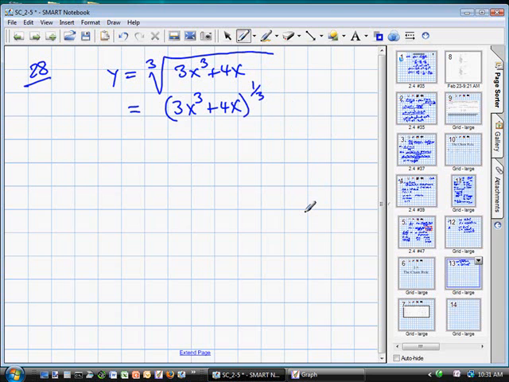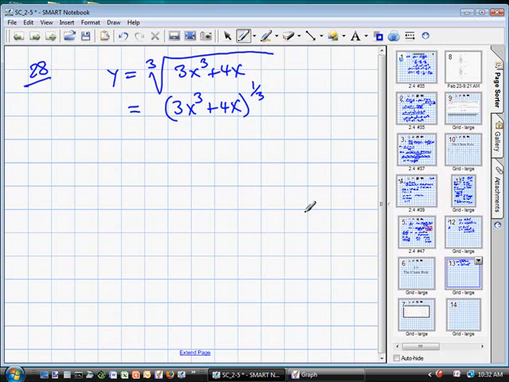Taking the cube root of a whole thing is the same as taking that whole thing to the 1/3 power. Here, there really is no alternative. Do we know any way to take that cube root? You can't take the cube root of the first term plus the cube root of the second term. There is no distributive property for exponents, so there really isn't anything to do here.